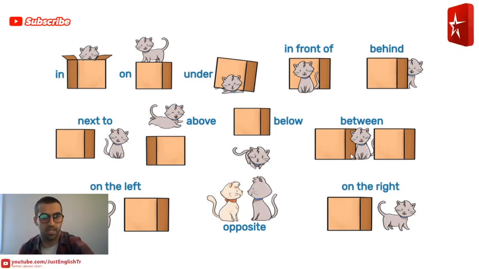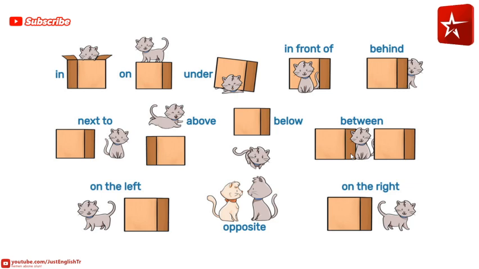Great. And I'm going to show you the next one. On the left. On the left. Like the cat is on the left of the box. Okay, can you repeat after me? The cat is on the left of the box. On the left of the box, okay? On the left, solunda. Okay, great.